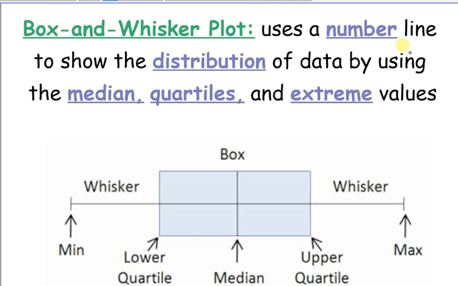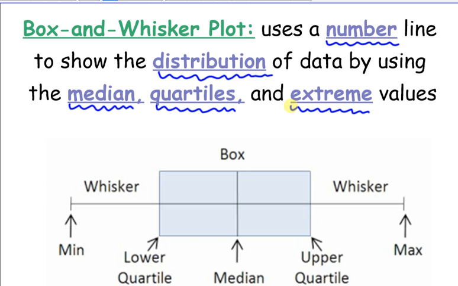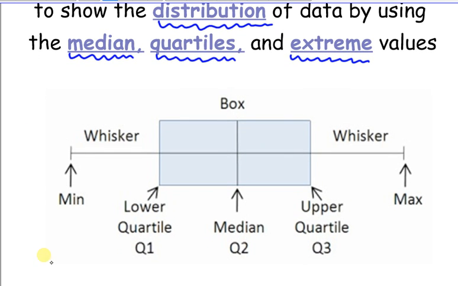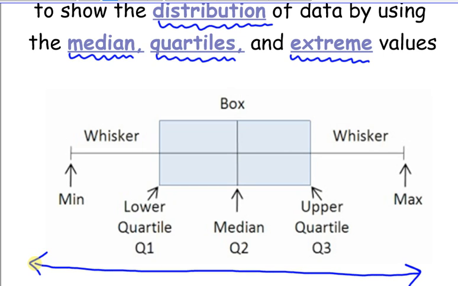Okay, so box and whisker plot. Well, for one, it uses a number line, and that's something that you're very familiar with. And what it does is it takes a bunch of data and it shows how it is distributed. And the way that it shows that is it shows you the median of the data, it shows you the quartiles of the data, and it shows you the extremes of the data. And this is a picture of what a box and whisker plot would look like, except that below there's going to be a number line, okay?